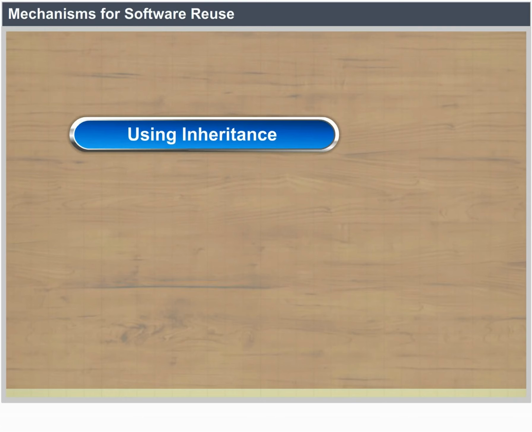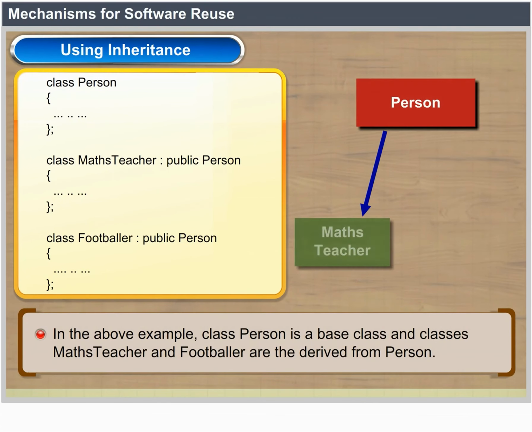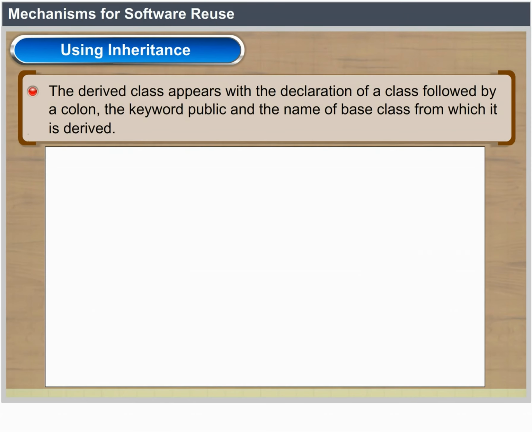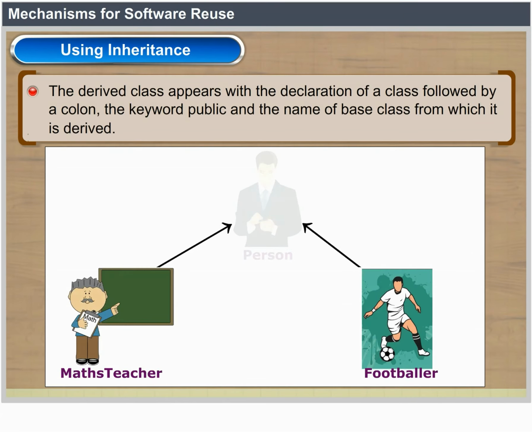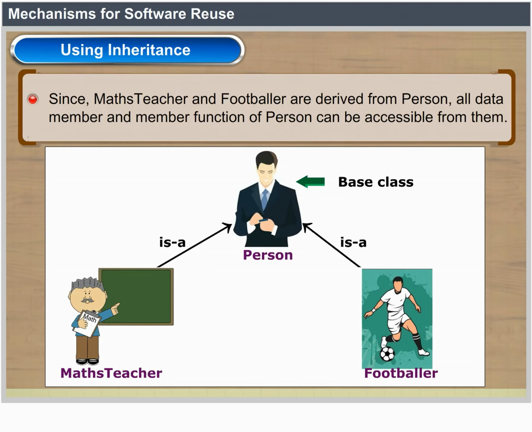Using inheritance. In the above example, class person is a base class and classes maths teacher and footballer are derived from the person. The derived class appears with the declaration of a class followed by a colon, the keyword public and the name of the base class from which it is derived. Since maths teacher and footballer are derived from person, all data members and member functions of person can be accessed from them.